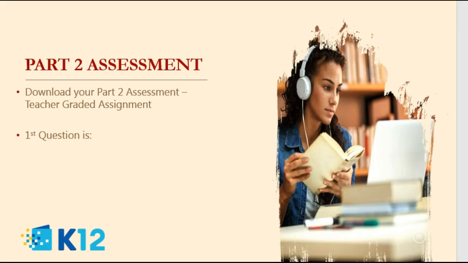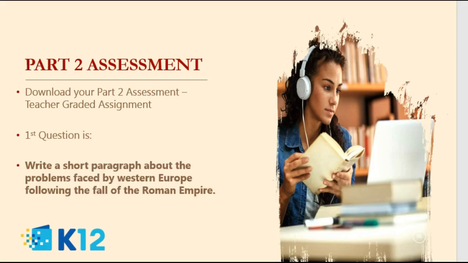All right, then we're ready for part 2 of the unit assessment. We download our part 2 assessment, our teacher grade assignment, and we get to our first question. We're ready to answer it, and we read it, and it says, write a short paragraph about the problems faced by Western Europe following the fall of the Roman Empire. Oh no, and doom sets in because I don't remember what problems Western Europe faced because of the fall of the Roman Empire. And so I get really stressed out and I don't know what to do.